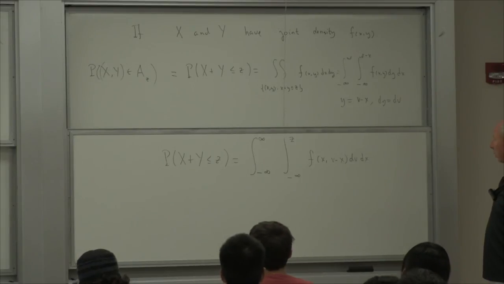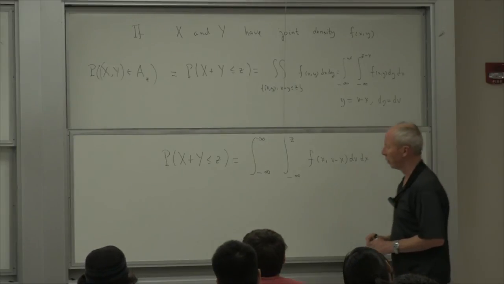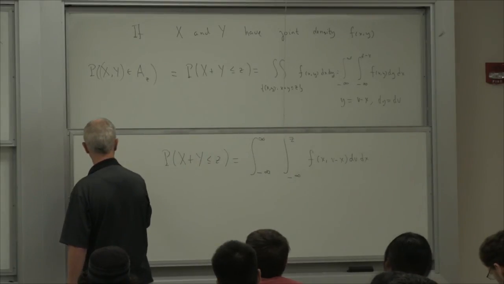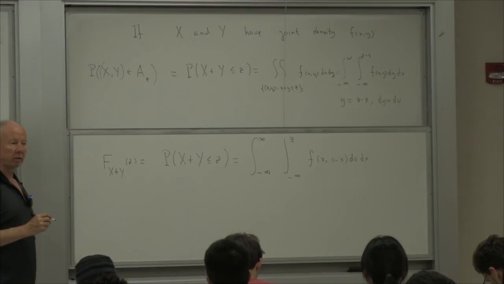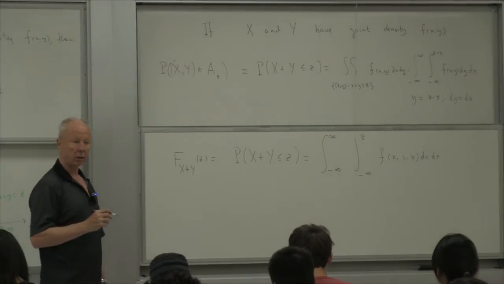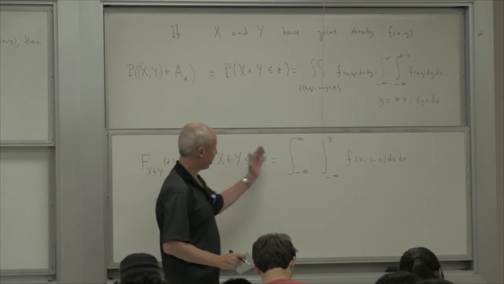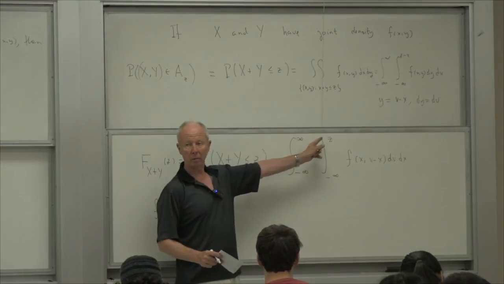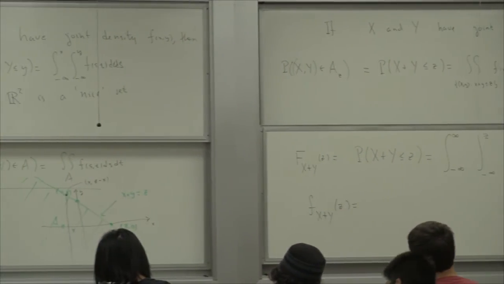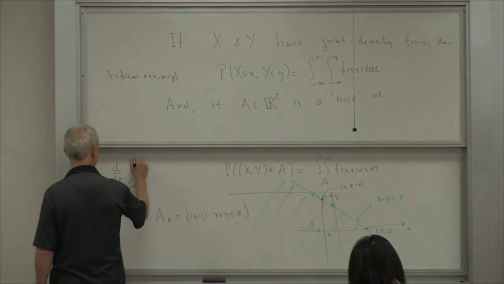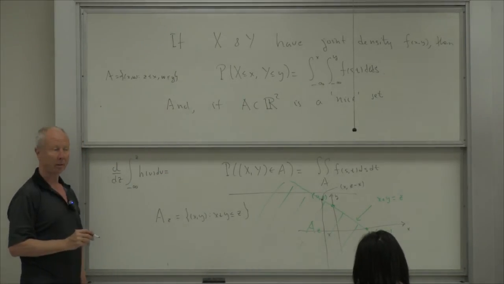Okay. Now, that's the distribution function for x plus y. What would the density be? How do you go from distribution function to density? You differentiate, right? So the density would be obtained by differentiating this expression with respect to z. Where does z appear? In the upper limit of integration. How do you differentiate an integral? What's that equal to? That's h of z.